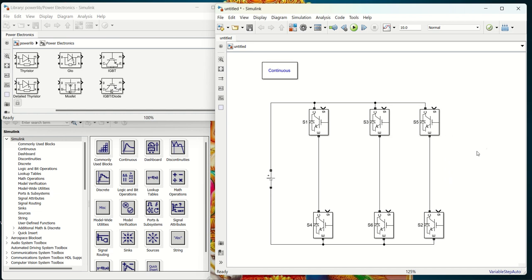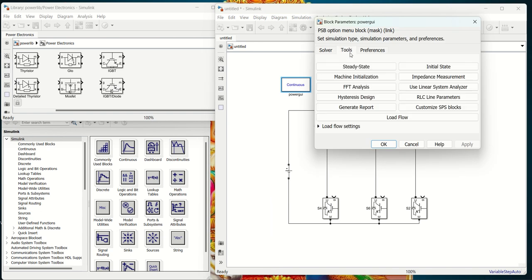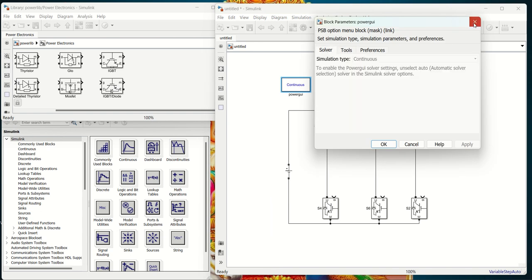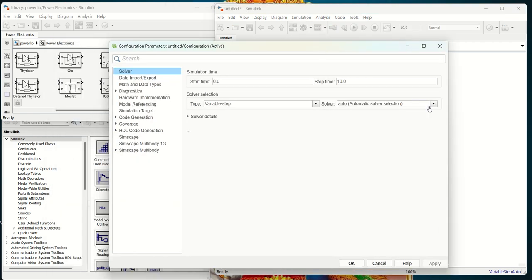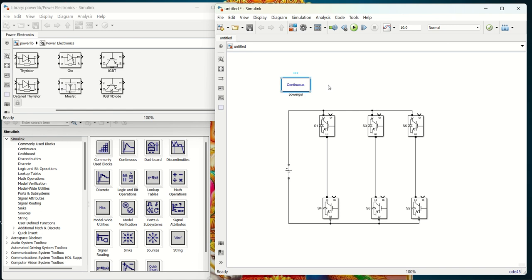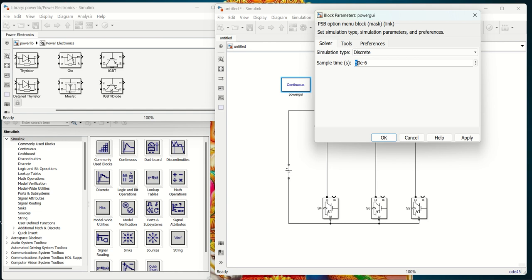Now each leg will be acting as a phase: A phase, B phase, C phase. Fine. Now I am changing the solver. Before changing the solver, we'll try to change automatic to discrete. In case it asks, you can change it, and you can maintain 10 microseconds.